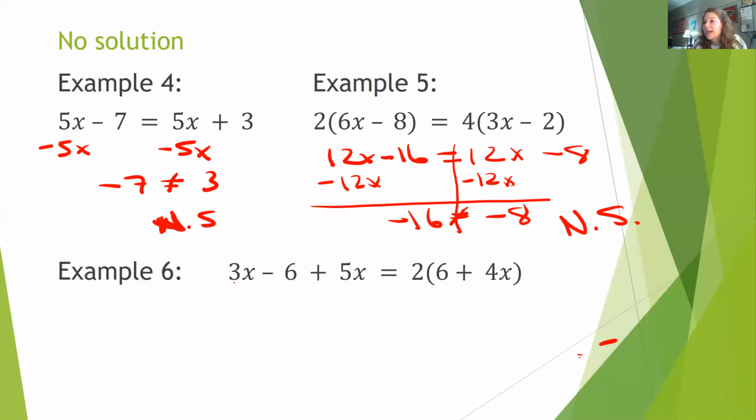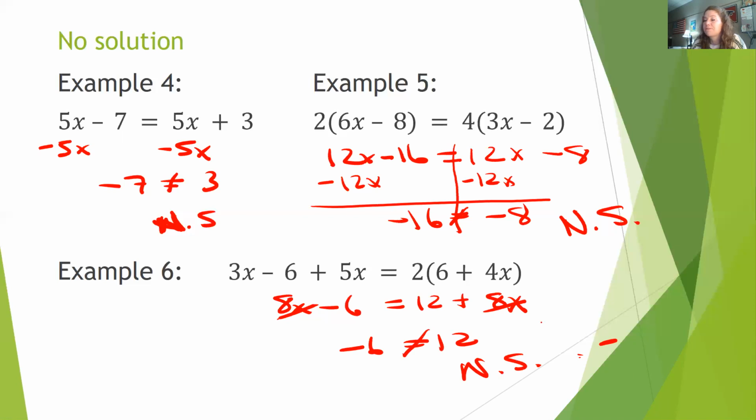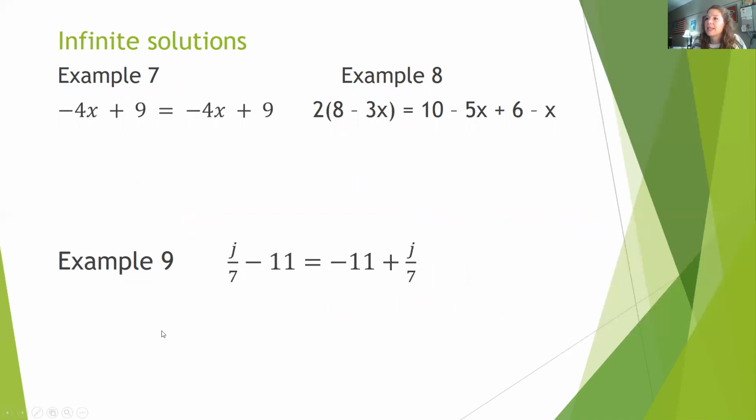And then the last one, I'm going to combine like terms. So I have 3x plus 5x is 8x minus 6 is equal to 12 plus 8x. If I subtract 8x from both sides, I'm going to end up with negative 6 is equal to 12, which is not true. Therefore, no solution. All right, so I think that's all. Oh, infinitely many. So you guys pick 2, write them down, solve them, and come back and check your answer.